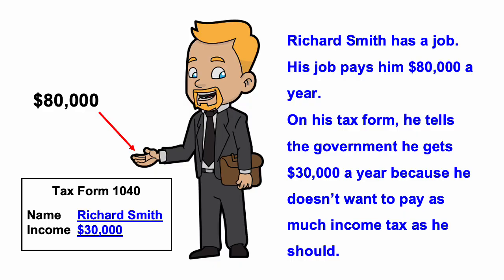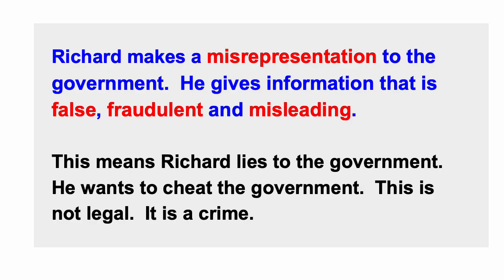Richard Smith has a job. His job pays him $80,000 a year. On his tax form, he tells the government he gets $30,000 a year because he doesn't want to pay as much income tax as he should. Richard makes a misrepresentation to the government. He gives information that is false, fraudulent, and misleading. This means Richard lies to the government. He wants to cheat the government. This is not legal. It is a crime.